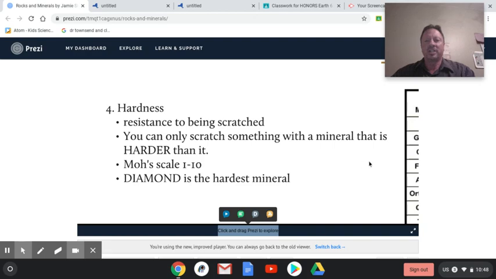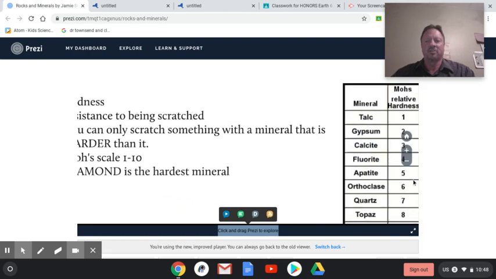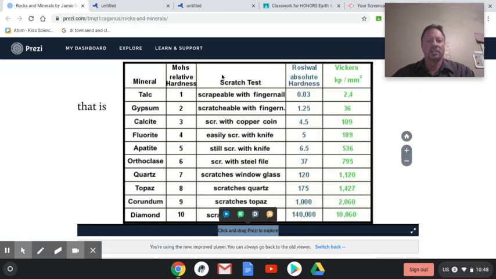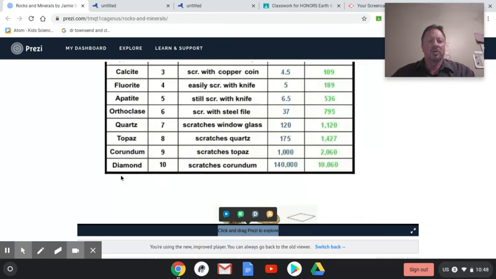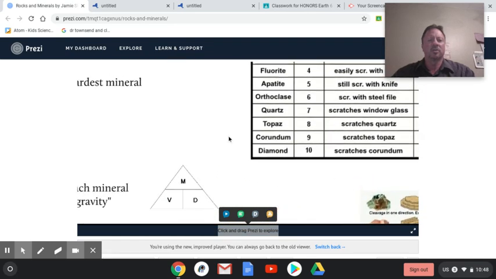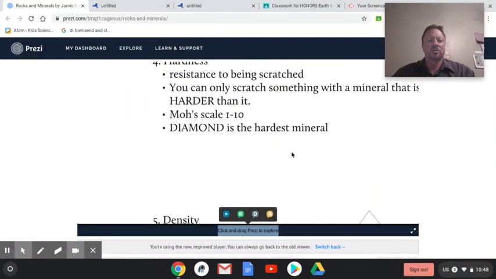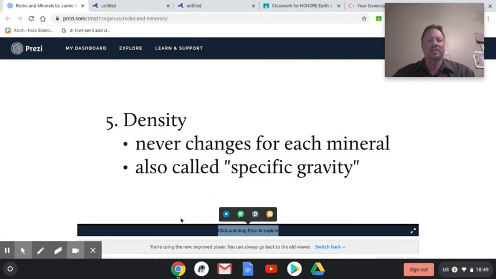Let's see. Hardness scale is right over here. This is called Mohs scale. It goes from 1 to 10. And as you can see, the hardest mineral is diamond. They do like asking about diamond a lot because it is the hardest mineral. And it goes from 1 to 10. Okay, so hardness. Then we go to our old favorite. It never goes away. Density.